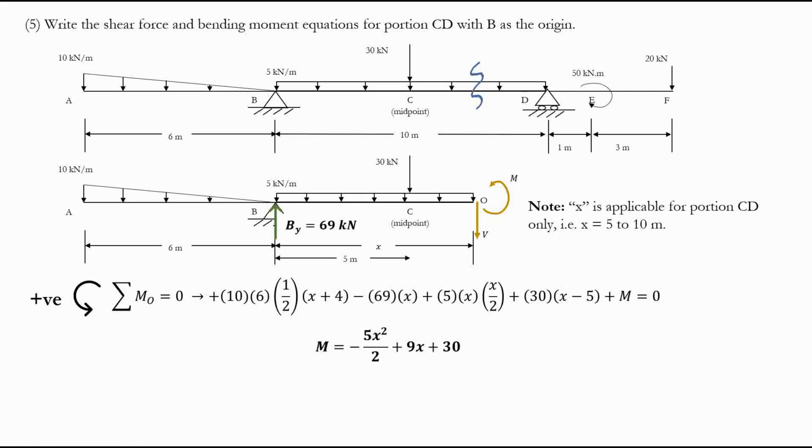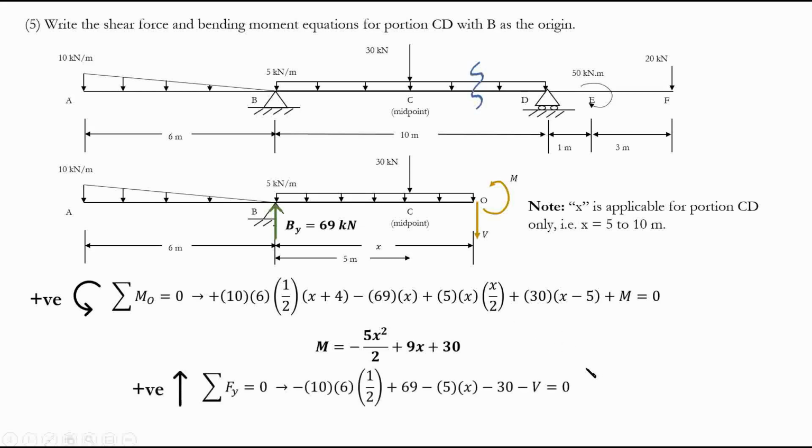And by the way, you can check your equation here with the moment diagram that you have, because it's exactly the same thing. From portion C to D, you can give values. For example, for C, you're going to give 5, because as we know, x is applicable from 5 to 10 based on the origin that we have for B. For C, you can put 5 here, and you can put 10 here, and find the value. You'll see that your moment diagram is going to be exactly the same value. That's how you can check as well.